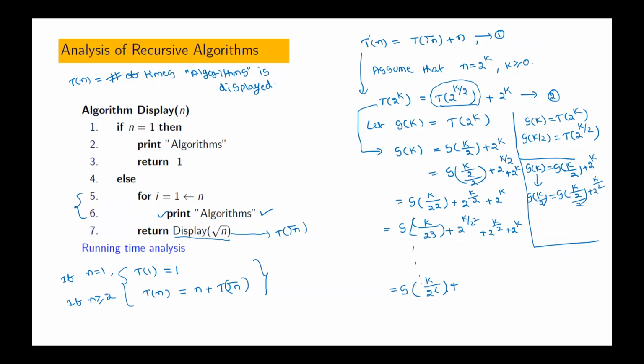So you tell me, after i steps, what happens? This is we are solving for S of k. After i steps, it is S of k by 2 raised to i, plus 2 power k by 2 raised to i minus 1, and so on, plus 2 power k. Is that correct?